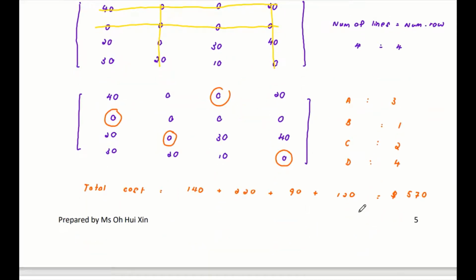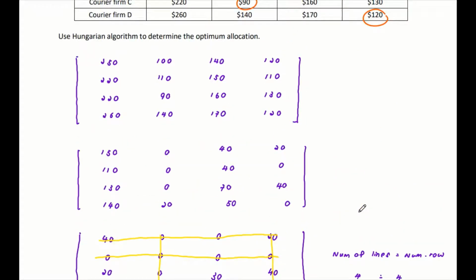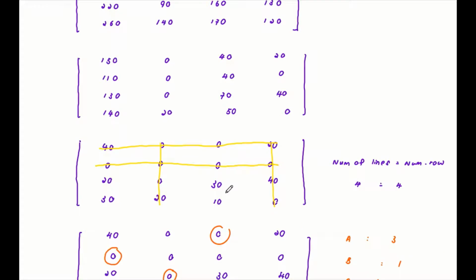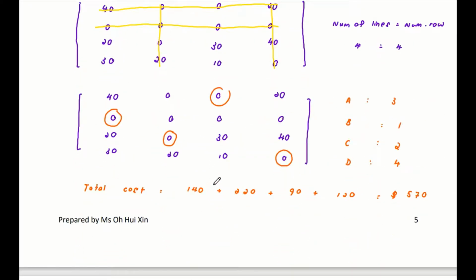$570. Okay, so I hope that now you can remember all these steps. So row reduction, column reduction, cover all the zeros. If after you cover all the zeros, the number of lines that you use to cover all the zeros is equal to the number of rows, then that's the end of your algorithm, then you can identify one 0 for each column and each row, and that will be your solution. Then you can find out what your minimum total cost is.